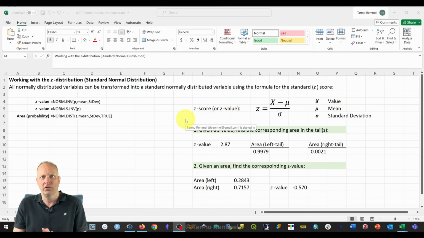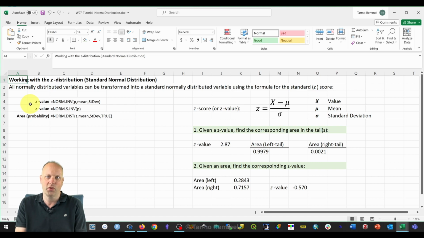So what I'd like to do is then bring us back to Excel, because this is the environment that we're going to be working in. And I remind you that we're working with what's called the Z distribution. It's the standard normal distribution. So when we have normally distributed variables, we can calculate z-scores. That is, we can transform all of those measurements, be they test scores or something else, into a standard normally distributed variable using the formula for a z-score, and I have it written out here.